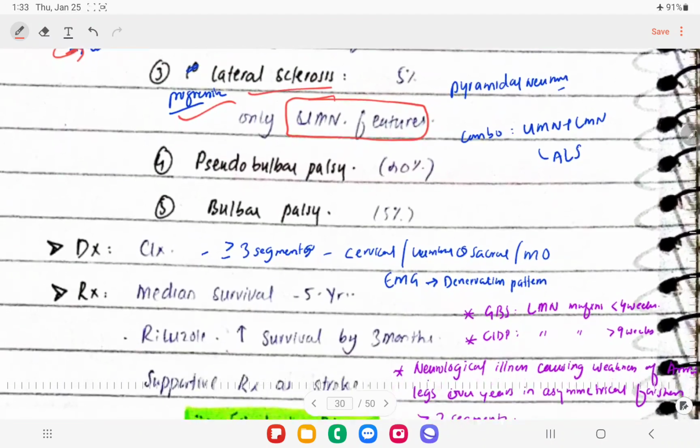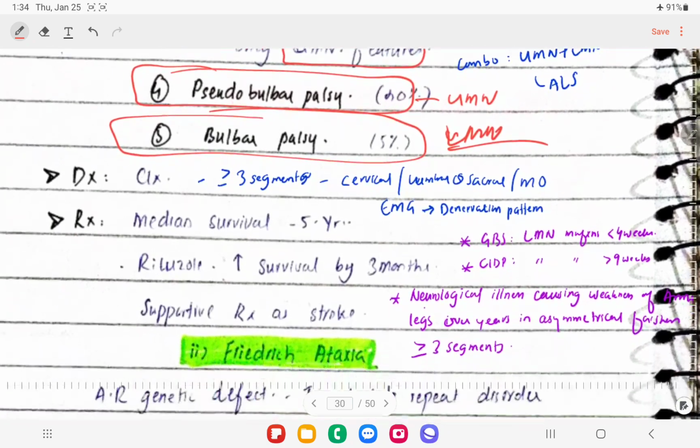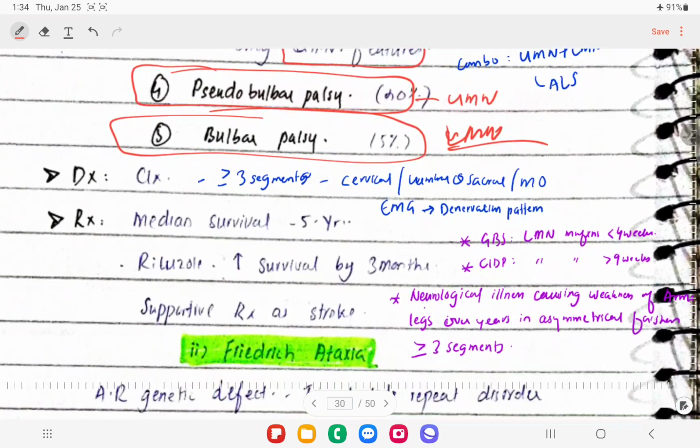Okay, and cerebral palsy, right? So we're going to see only upper motor neuron features. In bulbar palsy, we're going to see only lower motor neuron features, right? So how are we going to diagnose these patients? Diagnosis is basically clinical. If we see the patient is having more than 3 segment involvement, like cervical, lumbosacral involvement, like the bulb is involved, medulla oblongata is involved.